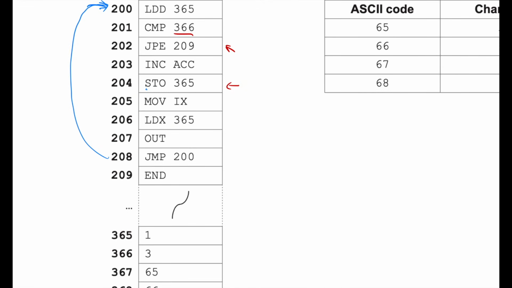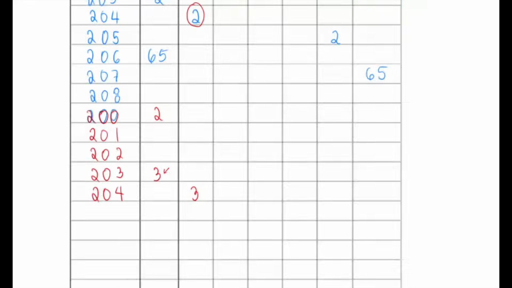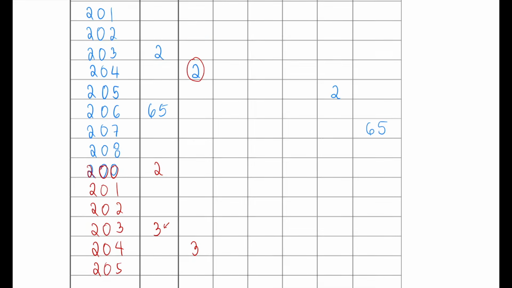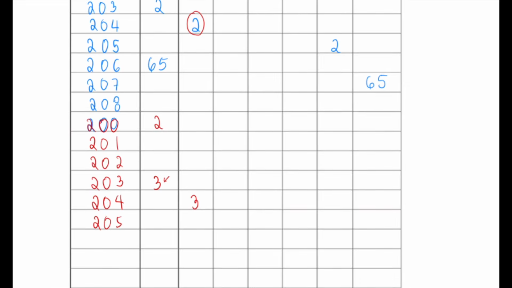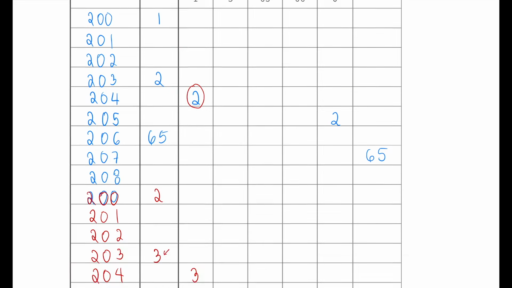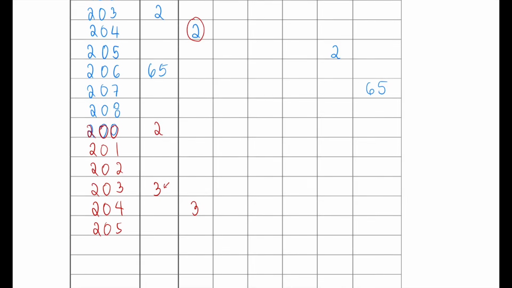Okay, so next we have move IX. That means we're going to move whatever is in the accumulator to the index register. So line 205. Right now in the accumulator we've got 3. So we're going to store that in our index register. This is the column for the index register, we'll put that right here.